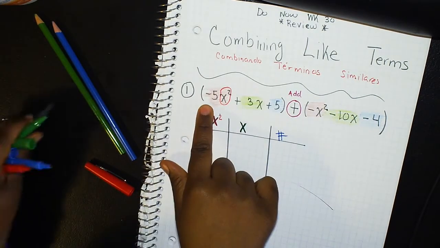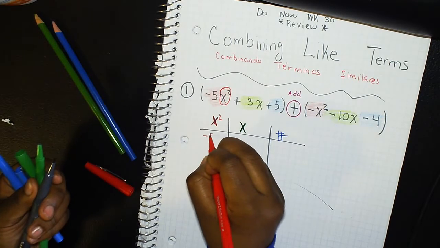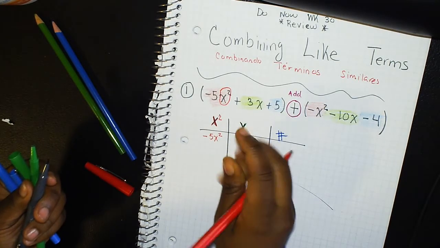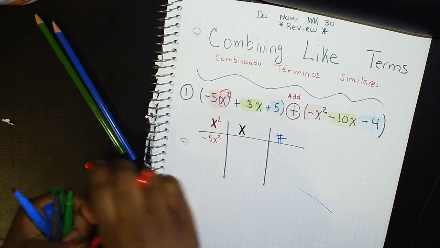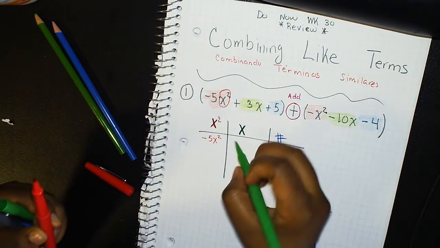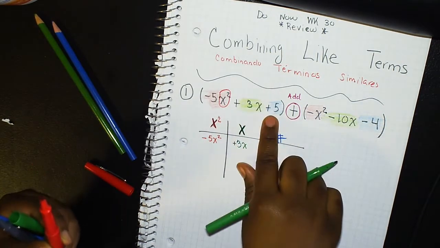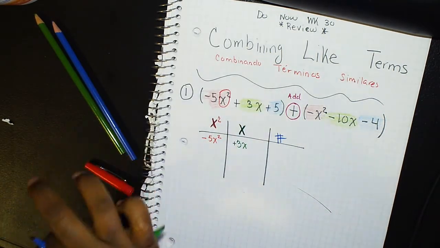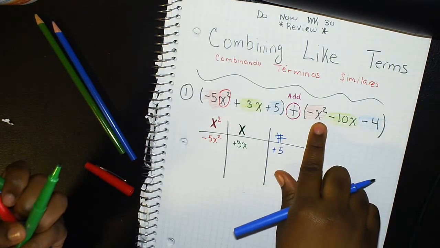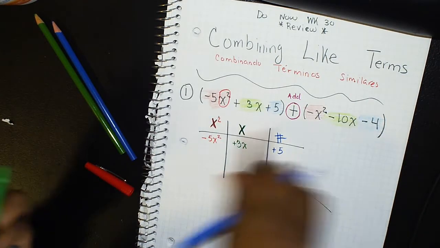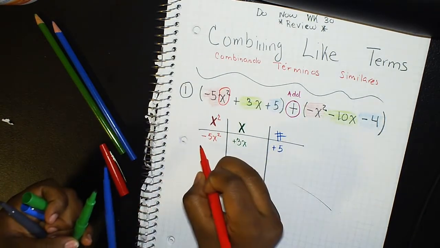So first we have -5x squared. And then in our next expression, we have 3x. So I'm going to line it up with the x. So plus 3x is positive. And then I have plus 5. The next expression, I have -x squared. So I'm going to put that underneath the other x squared.